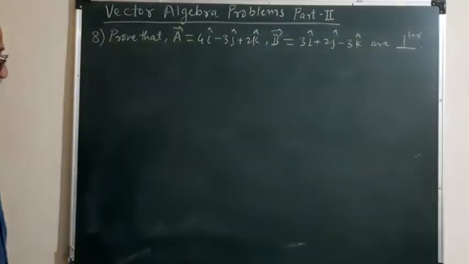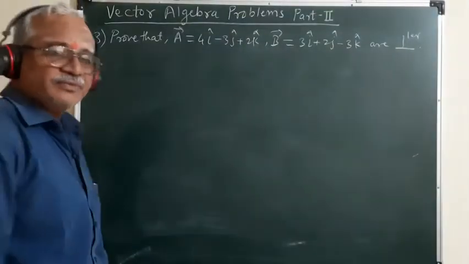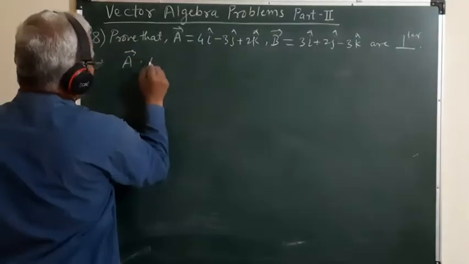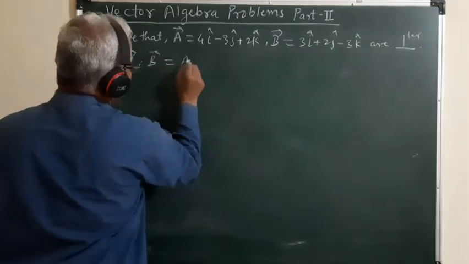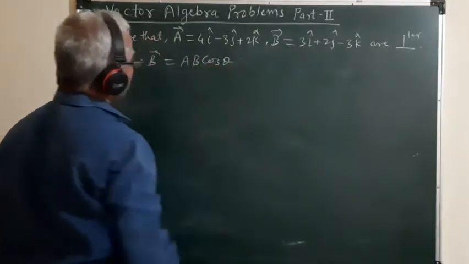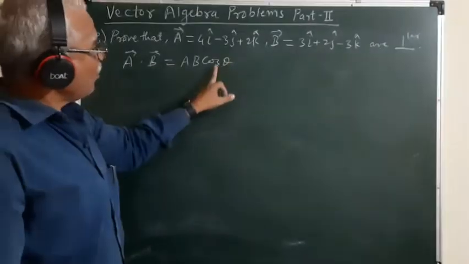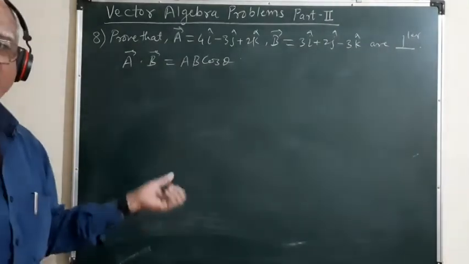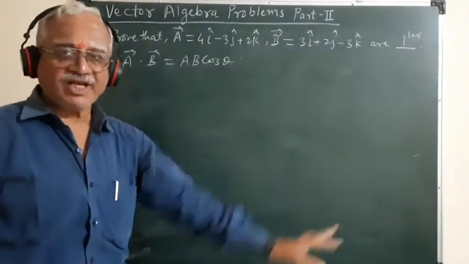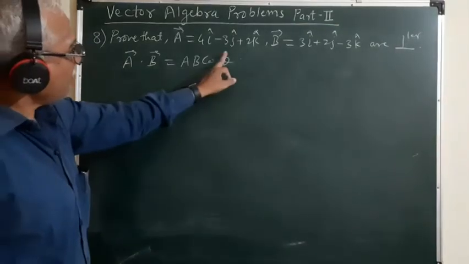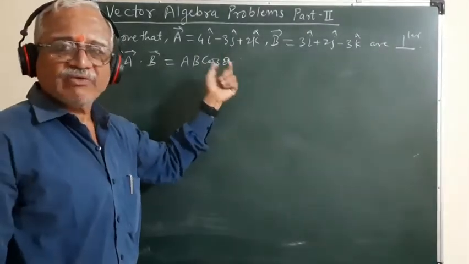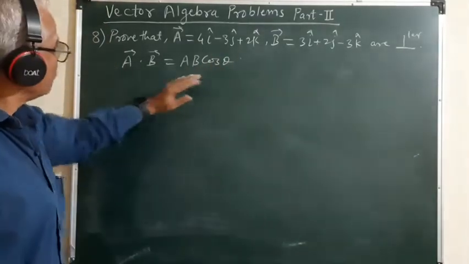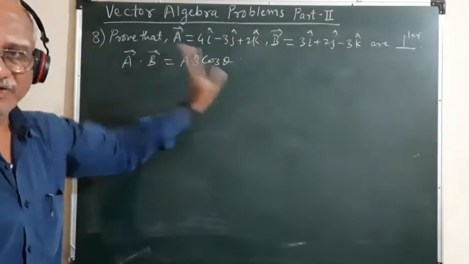We have seen one property of the dot product: when the angle is theta, the dot product of the two vectors a bar and b bar is expressed as ab cos theta. So depending on the value of theta, the dot product can vary between 0 and the product a into b. If the value of theta is 0, then cos theta will be 1, so a bar dot b bar will be equal to a into b.